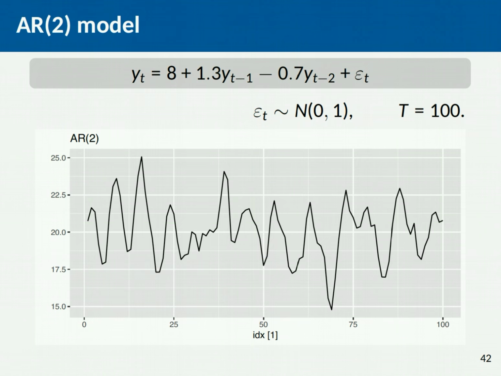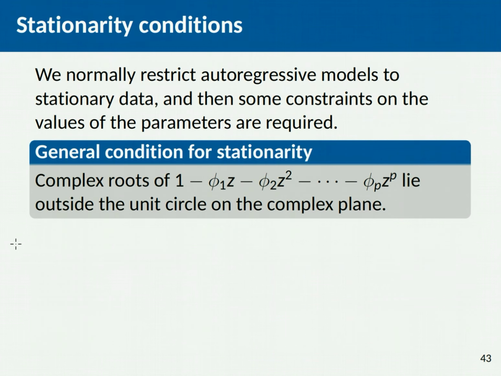So here is an example of an AR2 model where you have different values of phi. One value of phi is 1.3 and the other value is negative 0.7. And you can see what the AR2 process looks like. You might sometimes think, well, this looks like a white noise process, roughly horizontal with maybe some peaks here and here, but really it's not. You can actually exploit the data to model it and get closer to the data generating process.